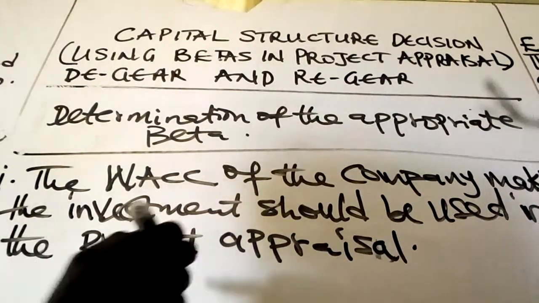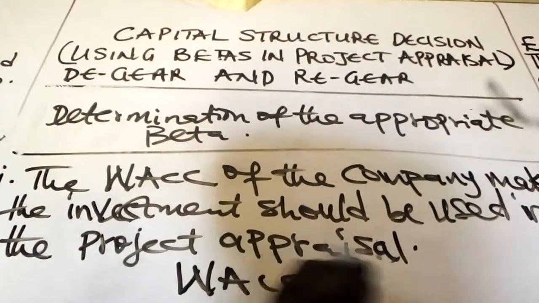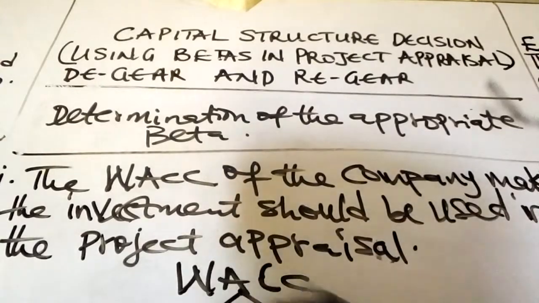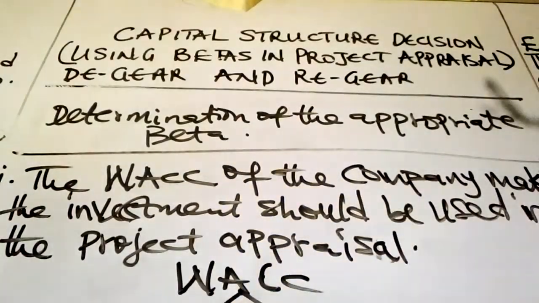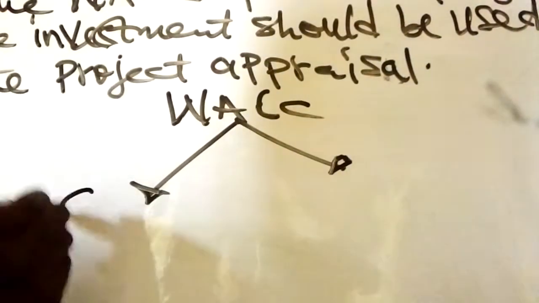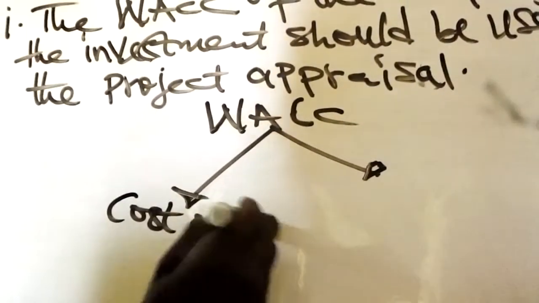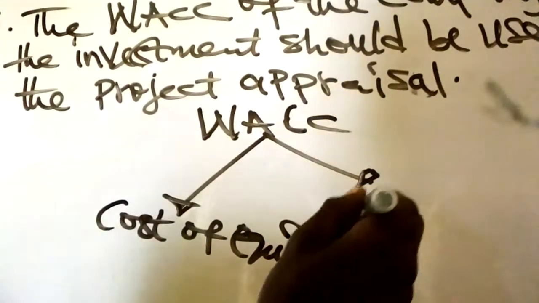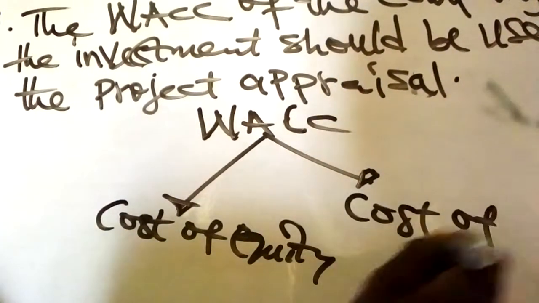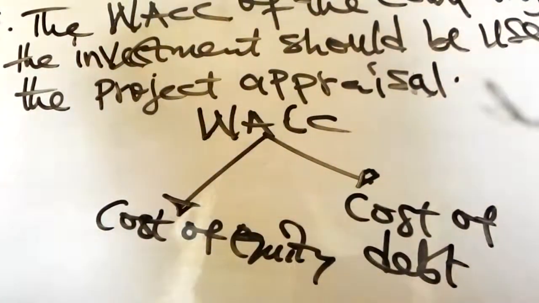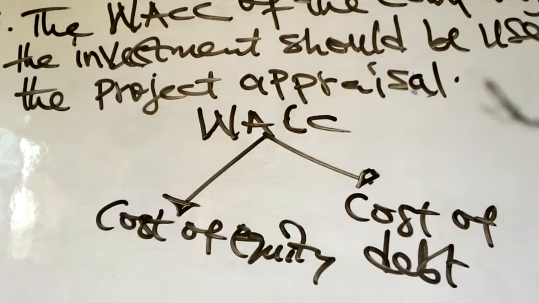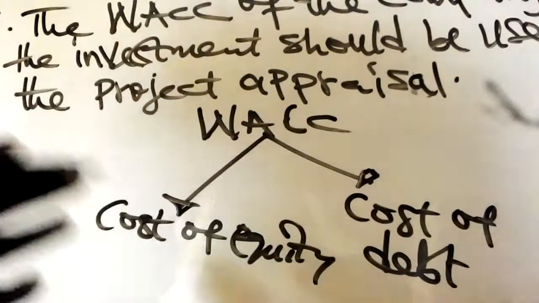I want you to take note that your WACC is the composite cost of capital, which comprises the cost of equity and cost of debt. Cost of equity and cost of debt together will give you the WACC. And remember, our focus under this topic is risk.